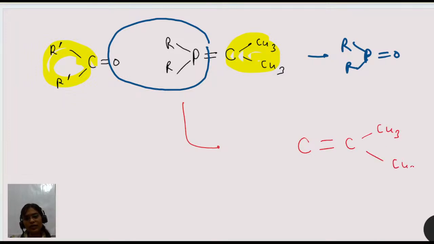It's very interesting, right? What is the thing we are going to discuss? This part and this part combine, and the center is going to be removed. So this is known as a Wittig reaction.